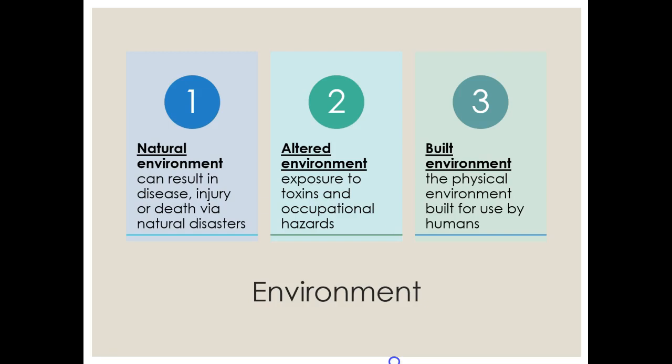So when we dump toxins into lakes and rivers, when we frack for gas and we use chemicals that are pollutants, that can impact the natural environment. There's also the built environment, and that's the physical environment built for humans to use, things like housing developments. So the built environment is going to look at, is there enough green space for children to play? Can people exercise? Are there grocery stores nearby where they can get fresh fruits and vegetables? That all has to do with the built environment.